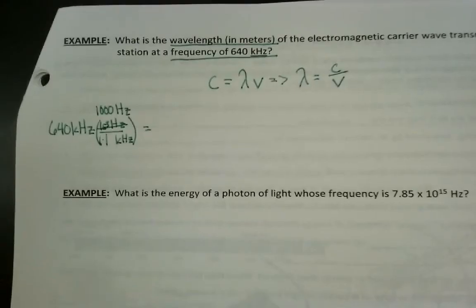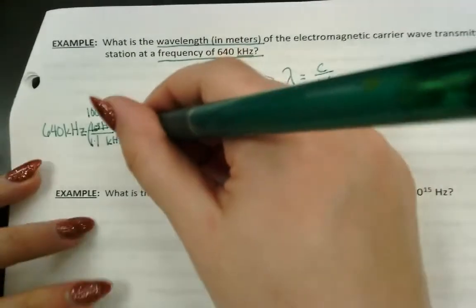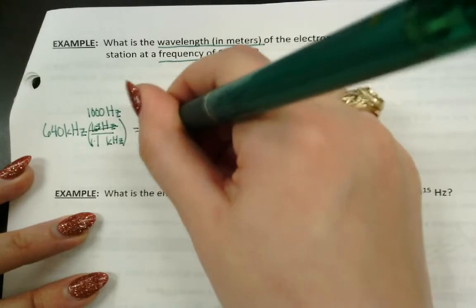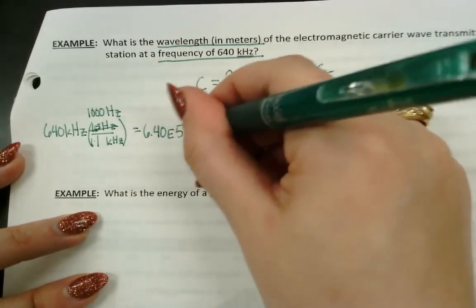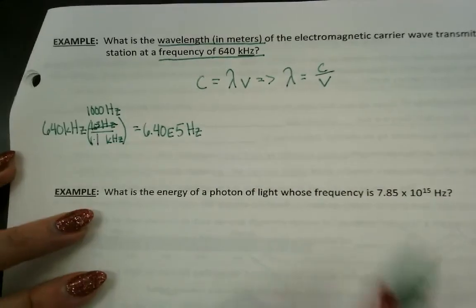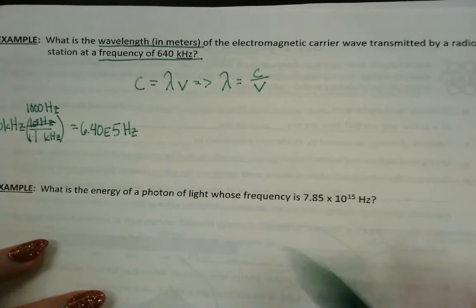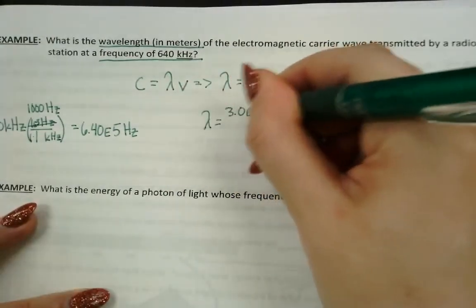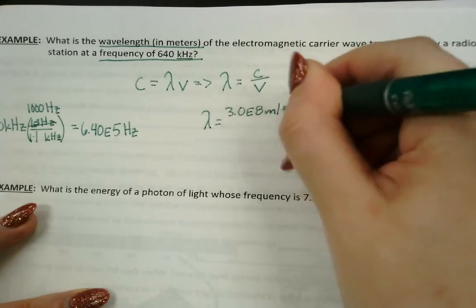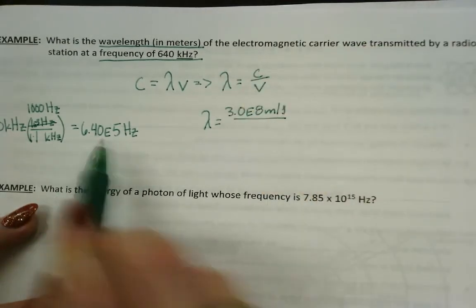Plug it in. I'm going to bring it back out. And when we do that, we should end up with 6.40e to the 5th hertz. Now this number is what we can plug into our formula. So when we do that, as always, our constant is the same. Now we can plug in our frequency, this one, into here.